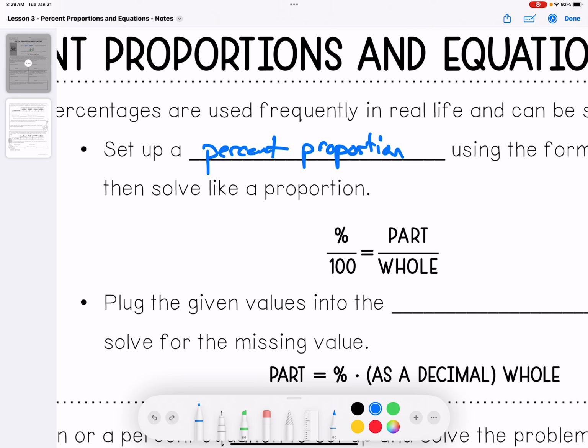And the key words when you're looking in the sentence to identify the part and the whole: if you see the word "is", yes, I want you to write this, that means part. You're not always going to see that word, but if you do, whatever number's right there with it is going to be the part. And the key word for the whole is the word "of". Again, they're not always going to use those words, but most of the time they use those two words.